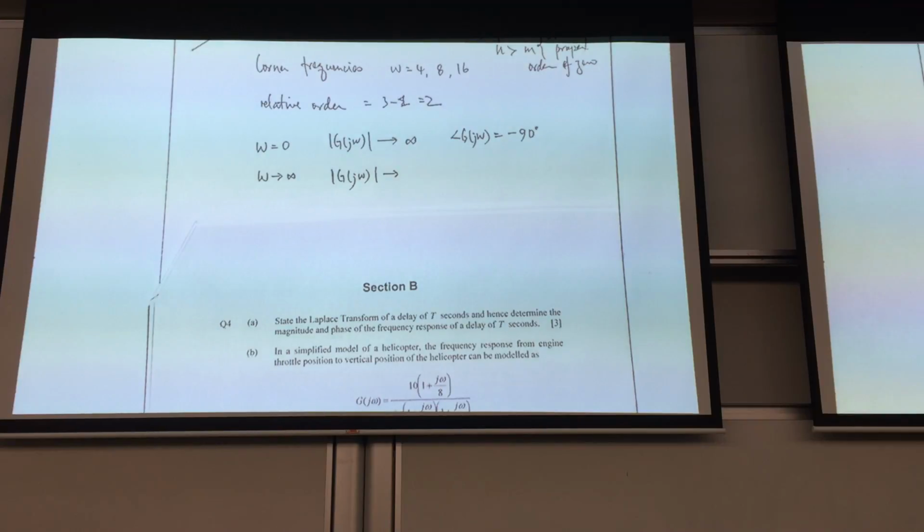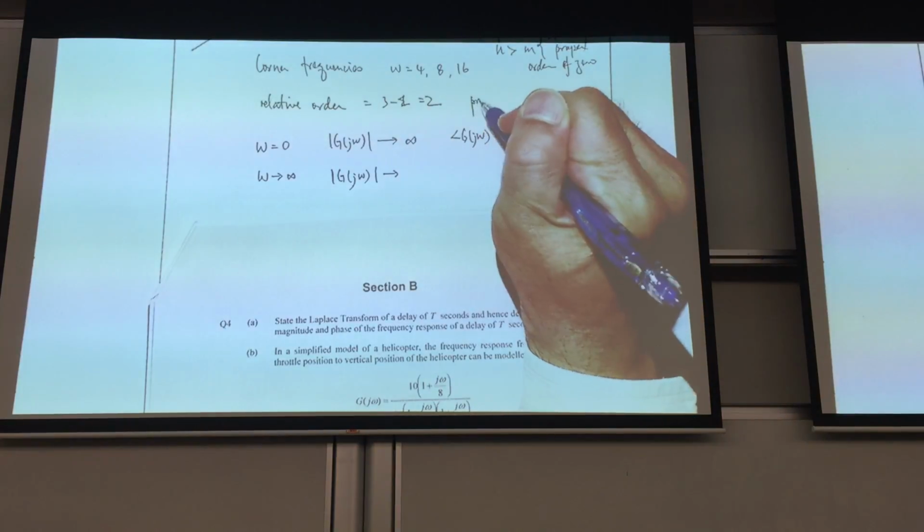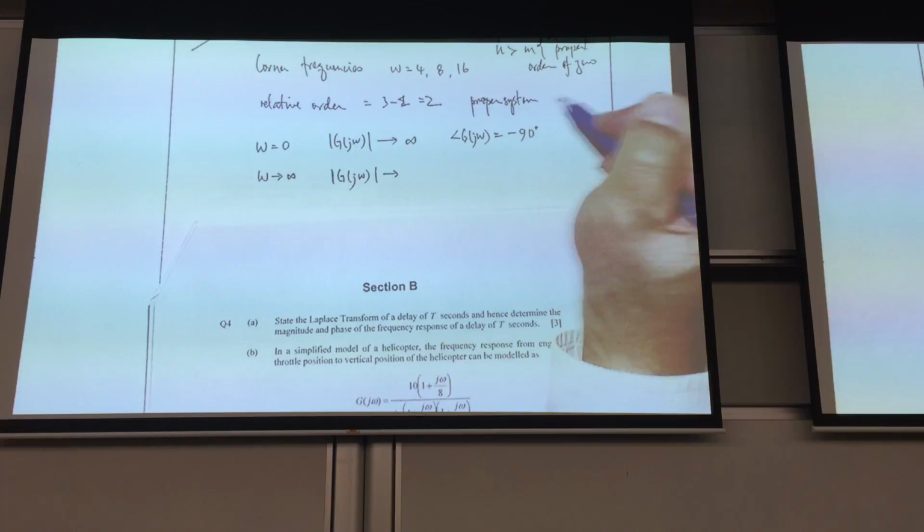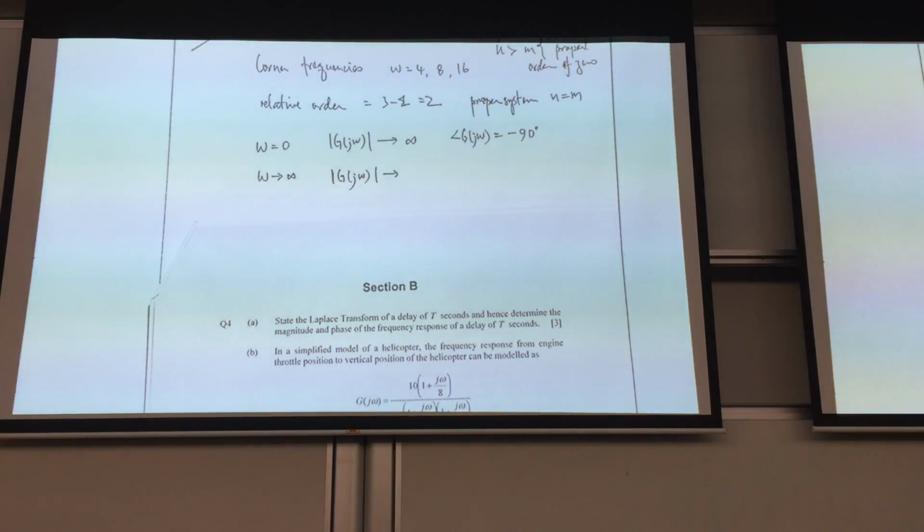If you have a proper system, that means your n is equal to m, and we discussed it at the very beginning. So when you have a proper system, n is equal to m. Do you have high frequency roll off? No, you don't, but your high frequency magnitude will approach a constant value. Agree?